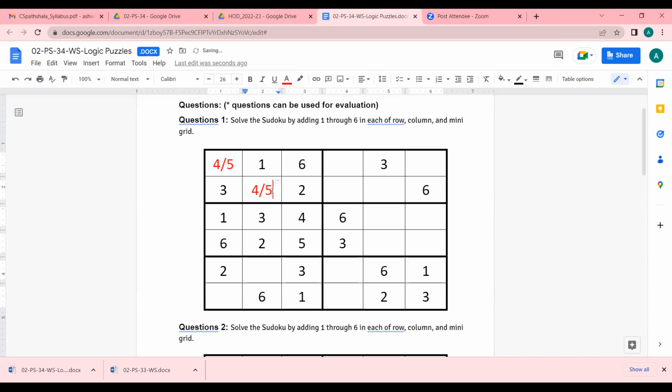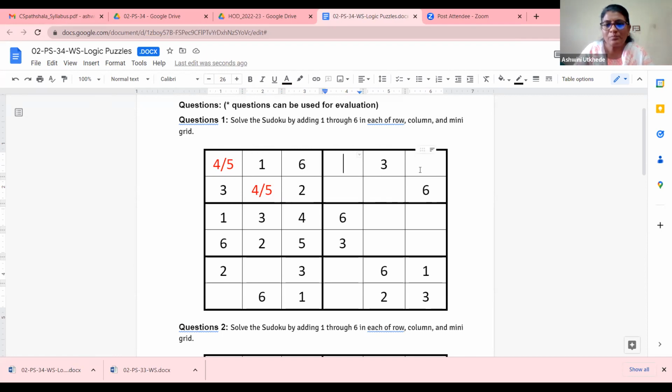Okay. So the first mini grid we have filled with the position of 4 and 5, and there are 2 possibilities, that 4 can go either in the first cell or in the second cell of the next row. Now we will revisit it after some time. Let us switch to the second mini grid.